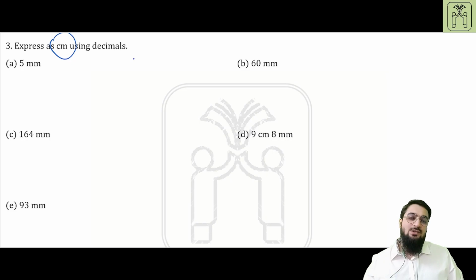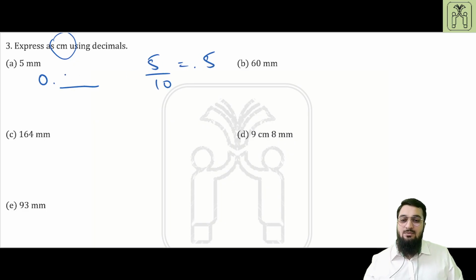1 centimeter is equal to 10 millimeters. 0 point, what we'll write, a blank, 5 upon 10 which will make 0.5 and that will be 0.5 centimeter. Do not forget to add the unit at last because that is necessary.